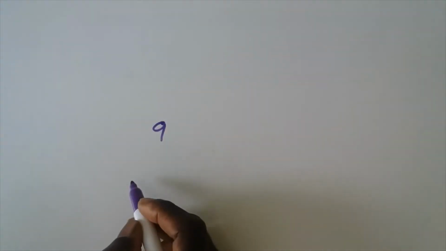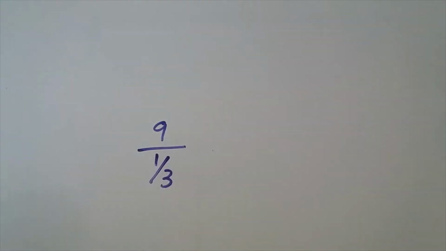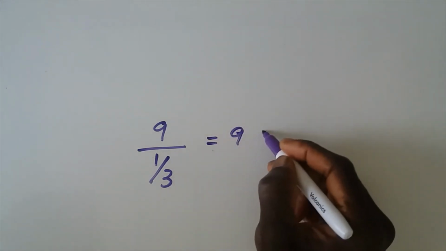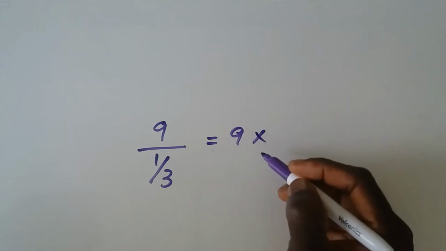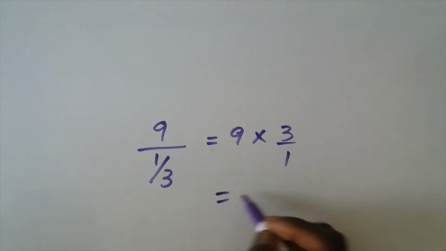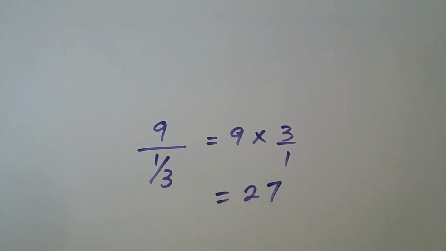Here's an interesting question. How many thirds are there in 9? Well, if we have 9 and we're trying to find out how many thirds are there, we should be dividing 9 by a third. And that's as simple as writing 9, we flip this to become 3 over 1. So 9 3s are 27. So there are 27 thirds in 9.